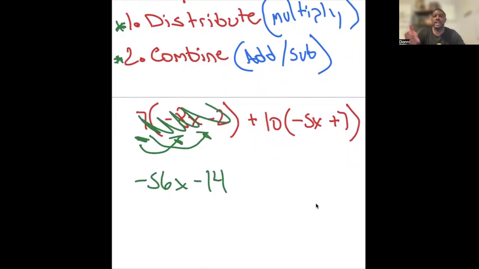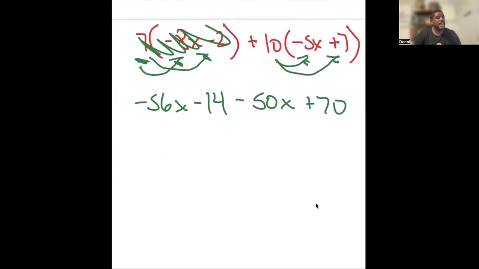Now we have this 10 right next to the negative 5x and the 7, so we're going to distribute that also. 10 times negative 5 is negative 50x, and then 10 times 7 is 70. Now that we have no more parentheses, we're done with distributing. Now we're going to combine like terms.